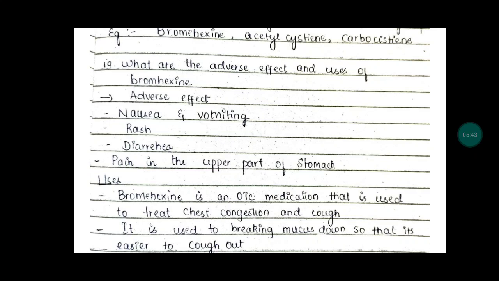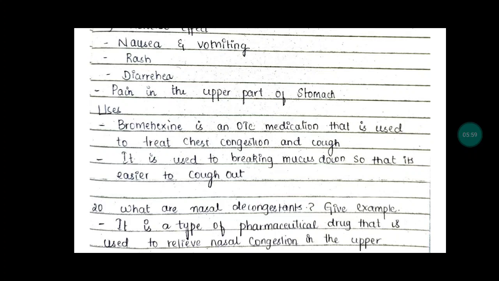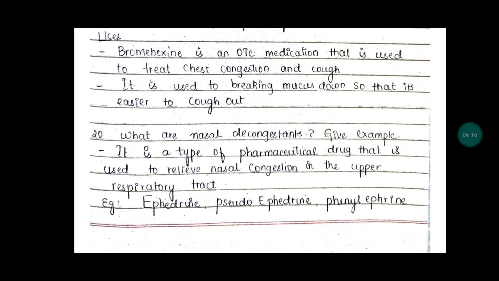Question number 19, what are the adverse effects and uses of bromhexine? The adverse effects of bromhexine are nausea and vomiting, rashes, diarrhea and pain in the upper part of the stomach. The uses of bromhexine: it is an OTC, over the counter medication that is used to treat chest congestion and cough. It is also used to break the mucus down so that it is easier to cough out.